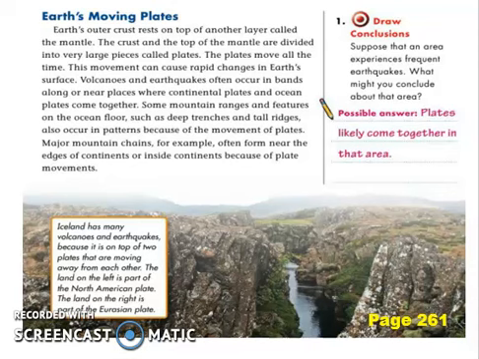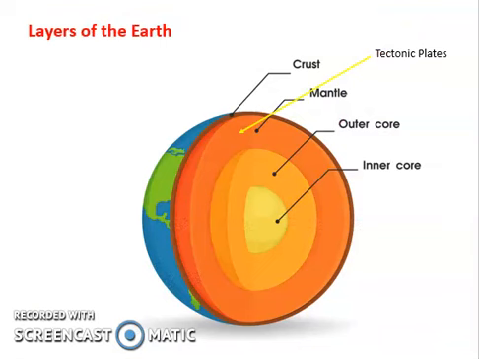Earth's moving plates. Earth's outer crust rests on top of another layer called the mantle. The crust and the top of the mantle are divided into very large pieces called plates. I will discuss it to you. Here are the layers of the Earth. The layers of the Earth are the crust. This is the place where humans, animals, and plants live together. The mantle is the next layer. Next is the outer core. And then the innermost layer is called the inner core.